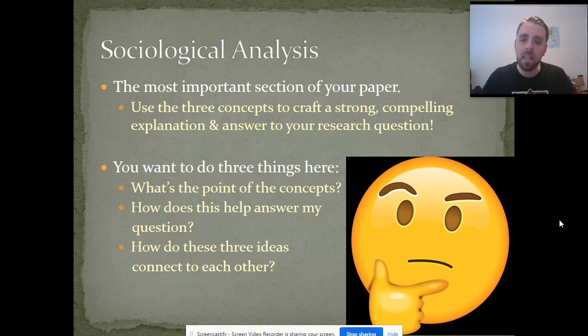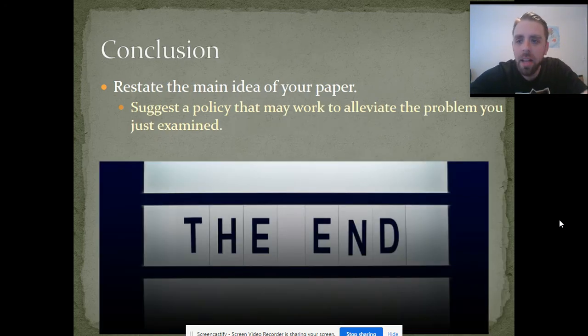Okay, so let's go through the process of the paper. 1 to 1.5 pages for your introduction. 3 to 4 pages for your literature review. 2 to maybe 2.5 pages for your data analysis. I would say 3 to 4 pages for your sociological analysis. Try to write about a page to a page and a quarter for each one of these concepts that we've really crystallized as being part of our paper. And then you just need to not lose energy and finish up with a conclusion.